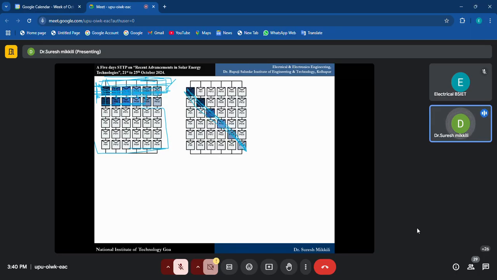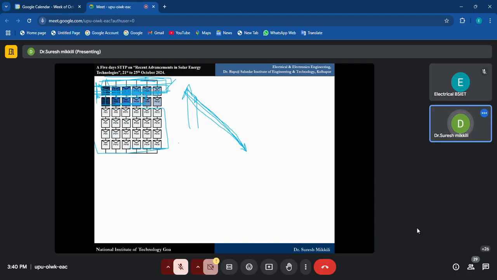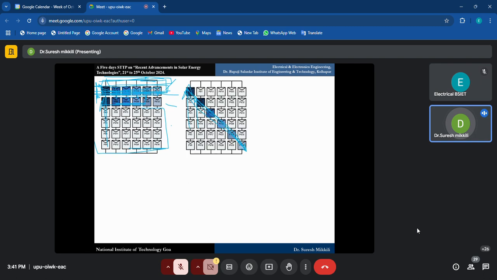If shading happens, what will happen? The current flowing through this one will change, and the voltage across the elements will also change. Current will change, obviously, and power will change. The problem with the partial shading condition is that when shading happens on any of the modules, the current flowing through the modules and the voltage across the modules will change, so obviously power will be reduced. You can't extract the maximum power; you will extract a very small amount of power.